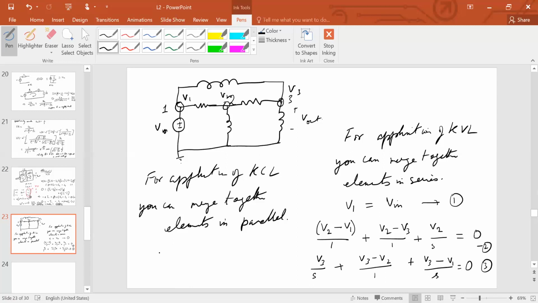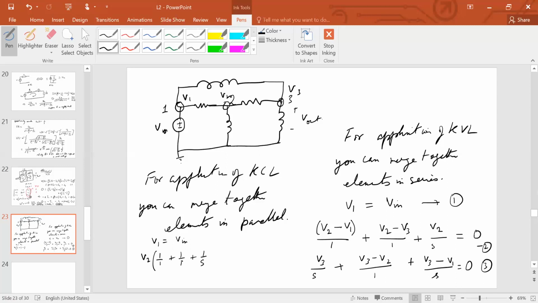You see, the pattern that begins to emerge is, of course, in the first one you will not see any pattern. The first one is just a given. In the second one, which is node 2, whose associated variable is the voltage V2, what is the coefficient of V2? The coefficient of V2 turns out to be 1 over 1 plus 1 over 1 plus 1 over S.